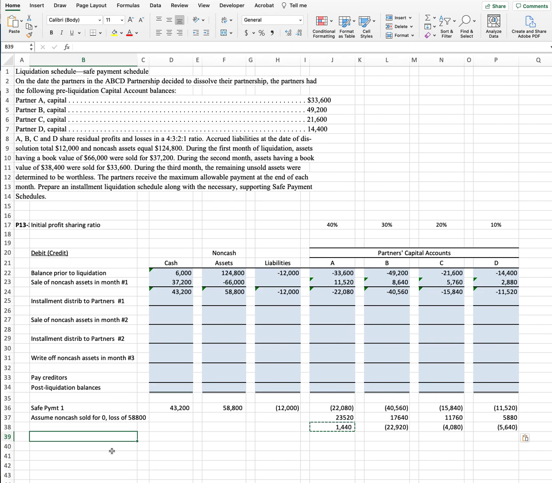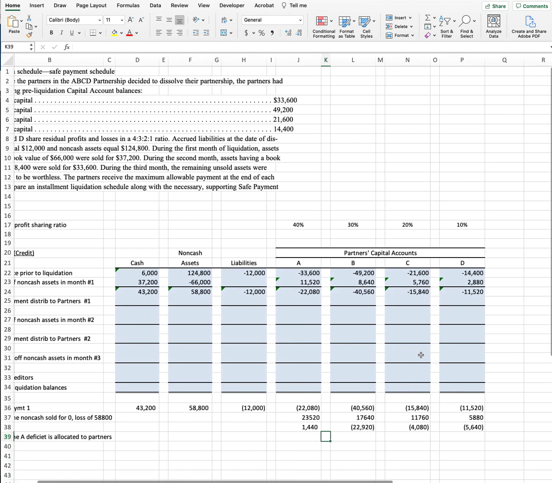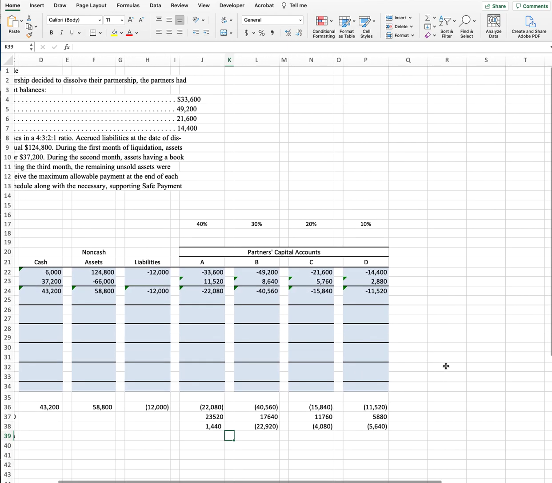So now we'll put in the second assumption here. Assume a deficit is allocated to partners. And if that happened, we would have to redistribute their 40% to each of the partners. So let's come over to the side and do that really quickly.